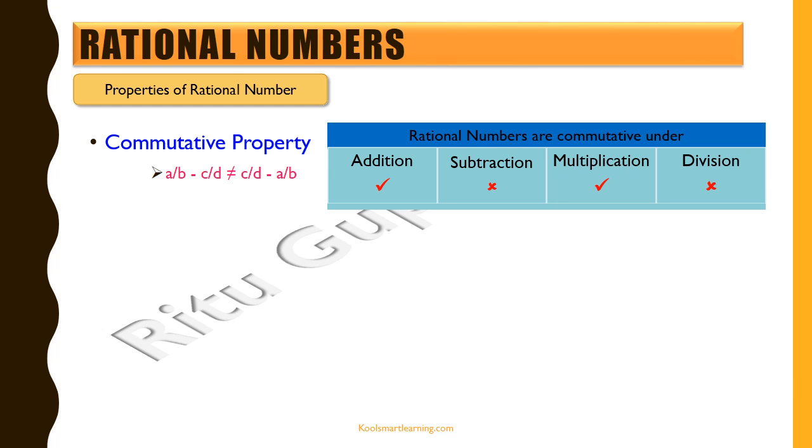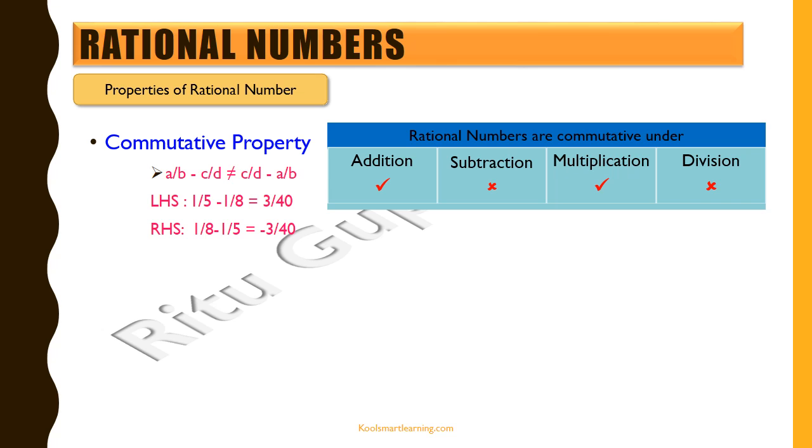But when we talk about subtraction, it is not the same. Let's take an example. Let's take one rational number as 1 by 5 and the other rational number as 1 by 8. If we subtract 1 by 8 from 1 by 5, the result is 3 by 40. While if we change the order and we subtract 1 by 5 from 1 by 8, the result would be minus 3 by 40, and clearly 3 by 40 and minus 3 by 40 are not the same rational numbers. So we can say that rational numbers do not hold the commutative property true for subtraction.